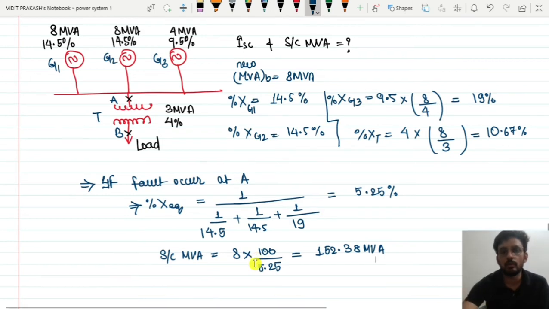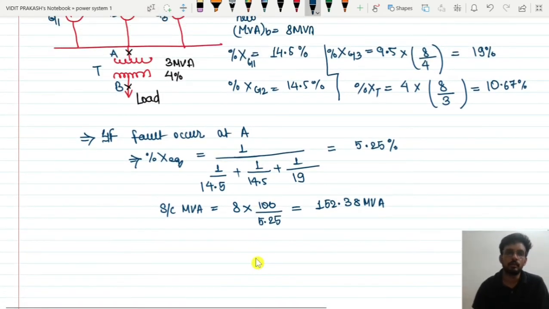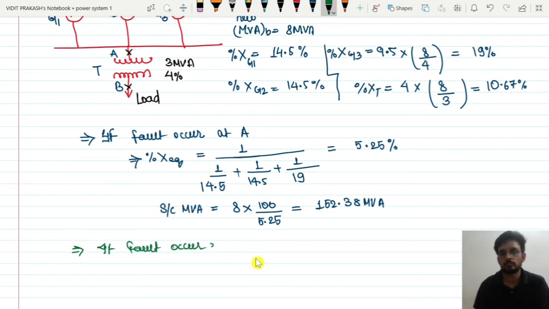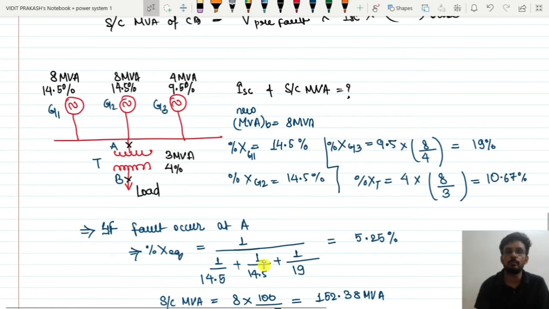Okay, now if fault occurs at B, then the equivalent percentage reactance consists of all the generators as well as the transformer, right?